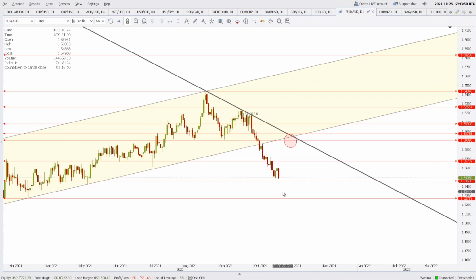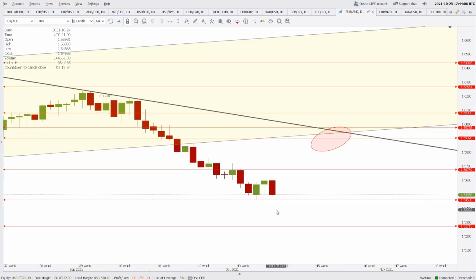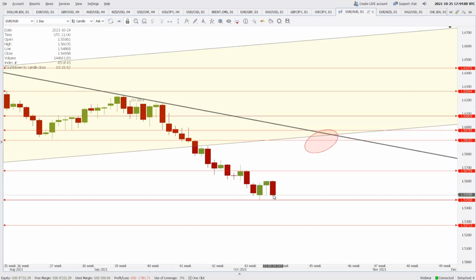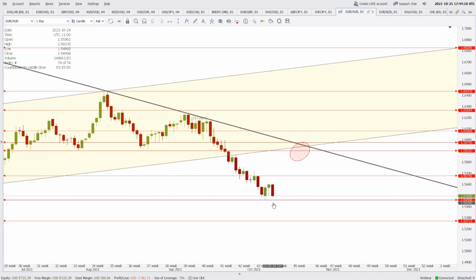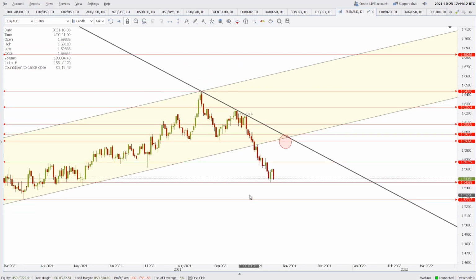EUR AUD is trading between the support of 1.5458 and 1.5675 resistance. I'm expecting the price to go back to 1.5675 before it drops down to 1.5271, and it has not happened. In fact, yesterday there was a bullish pin bar, but now a bearish engulfing is forming. This is suggesting that the price may not go up and go down to 1.5271 instead.